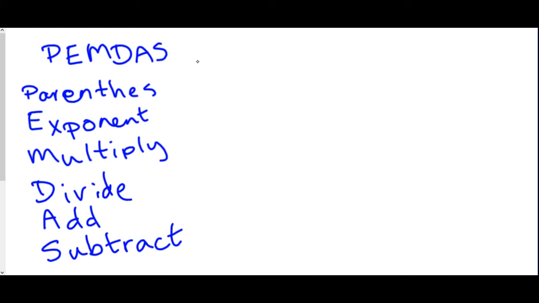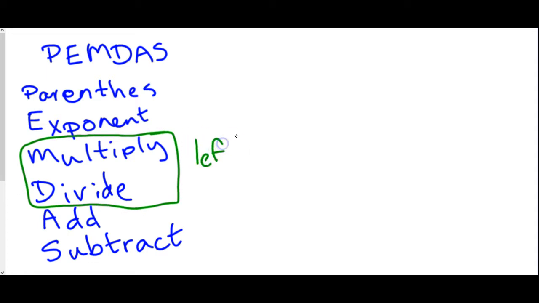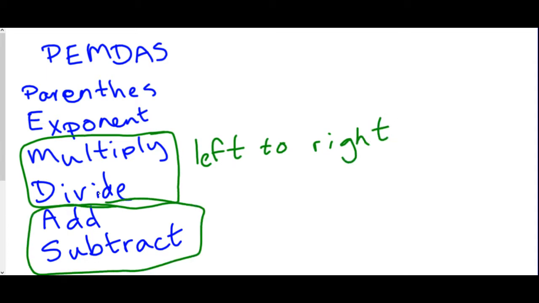When you're simplifying an expression, you have to go in this order. You look for the parentheses first, and you do what's inside the parentheses. Then you look for any exponents. Then you look to multiply and divide. These are actually kind of together. If you have a whole group of them, you travel from left to right. Same thing with add and subtract. They go together, and if there's a whole group of them, we go left to right. So let's look at a problem.